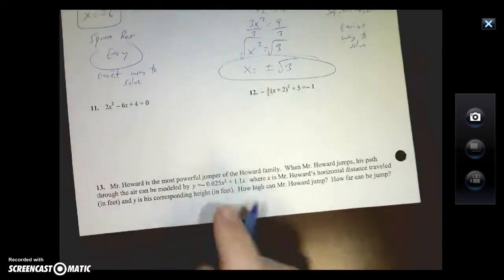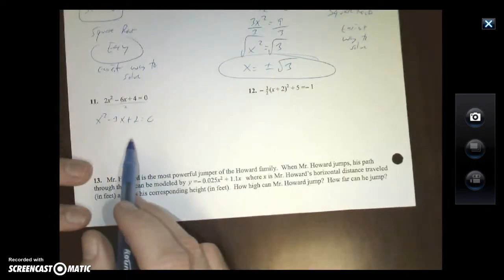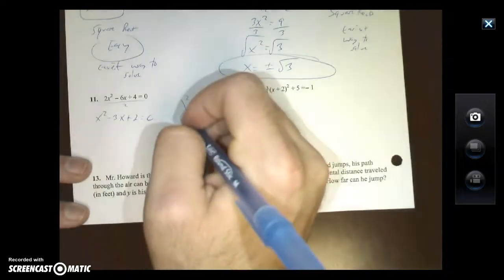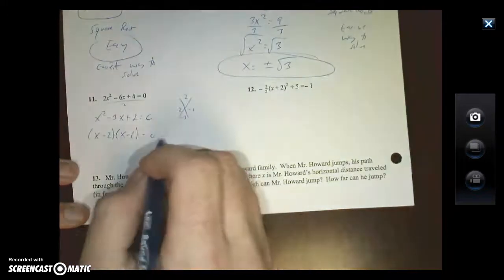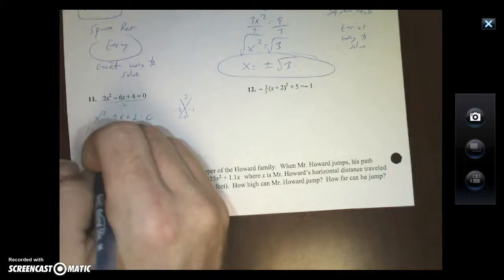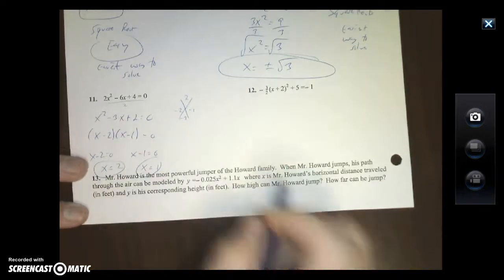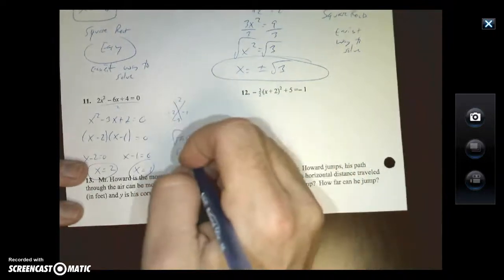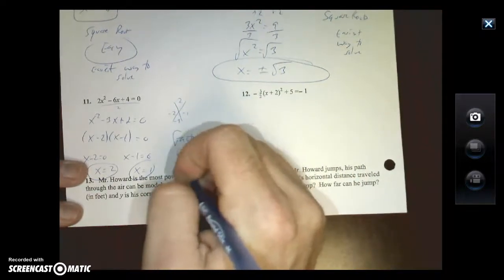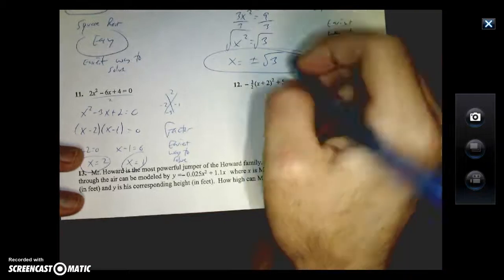Looking good. Number 11, I can divide everything by 2. X squared minus 3x plus 2 equals 0. This is factorable. If you can factor, it's always your easiest bet. X minus 2, x minus 1 equals 0. Set them both equal to 0. Okay, so we factored. You're never going to guess what we're going to do here for our reasoning. Easiest way to solve. Okay, good deal. Okay, lastly, subtract 5 over.